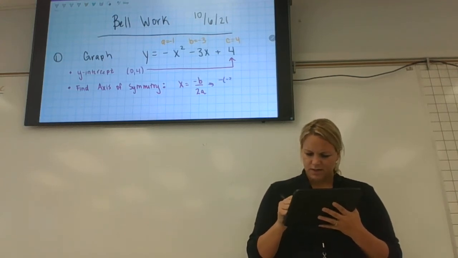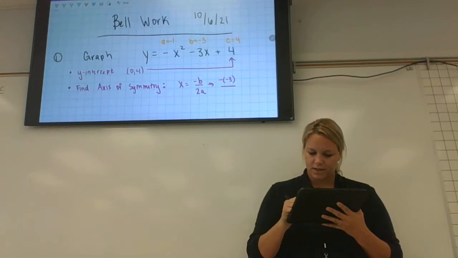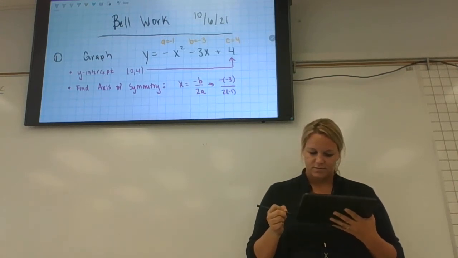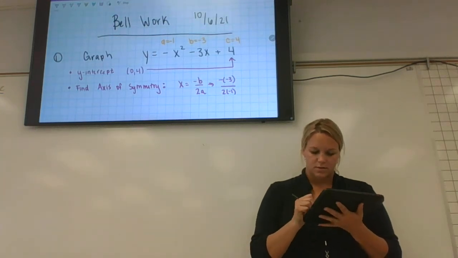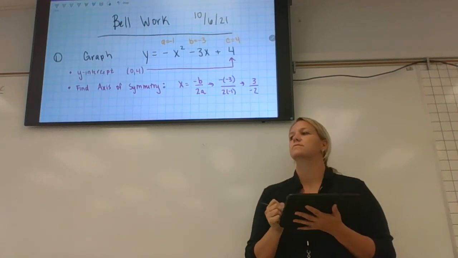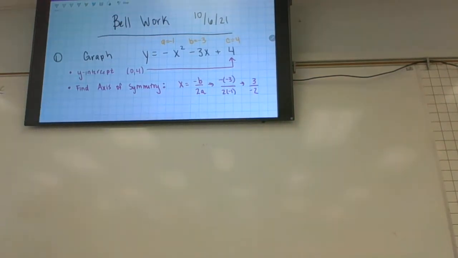So it's negative, negative 3. 2 negatives there. And another negative. So that's going to be positive 3 over negative 2. Is that what you have marked as negative?